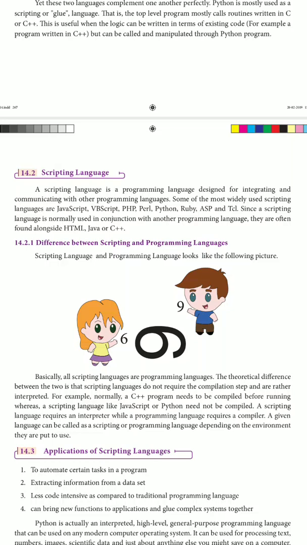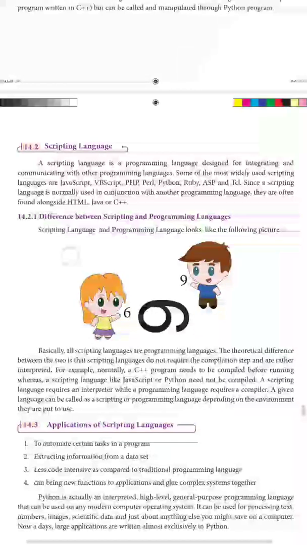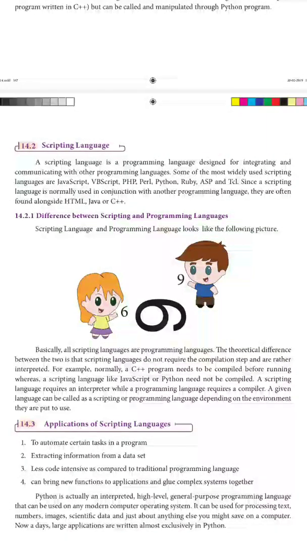Difference between scripting and programming languages. Scripting language and programming language look like the following picture. They are the same word, but look different from different perspectives. When you use the language in a general purpose area, it acts as a general purpose programming language. When you use the same language in a scripting area, it is known as a scripting language.